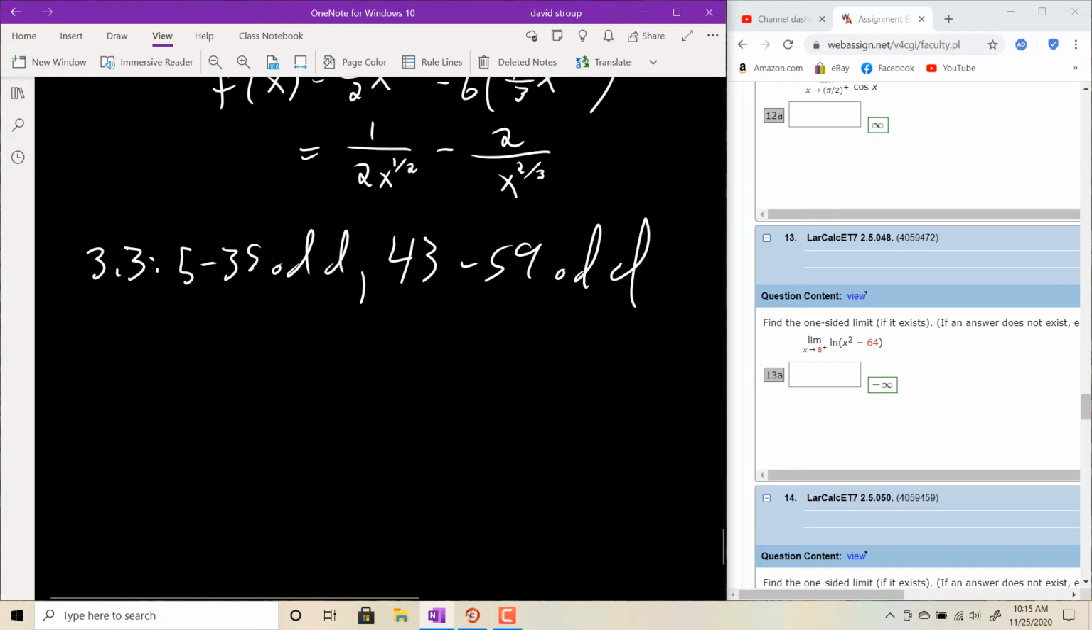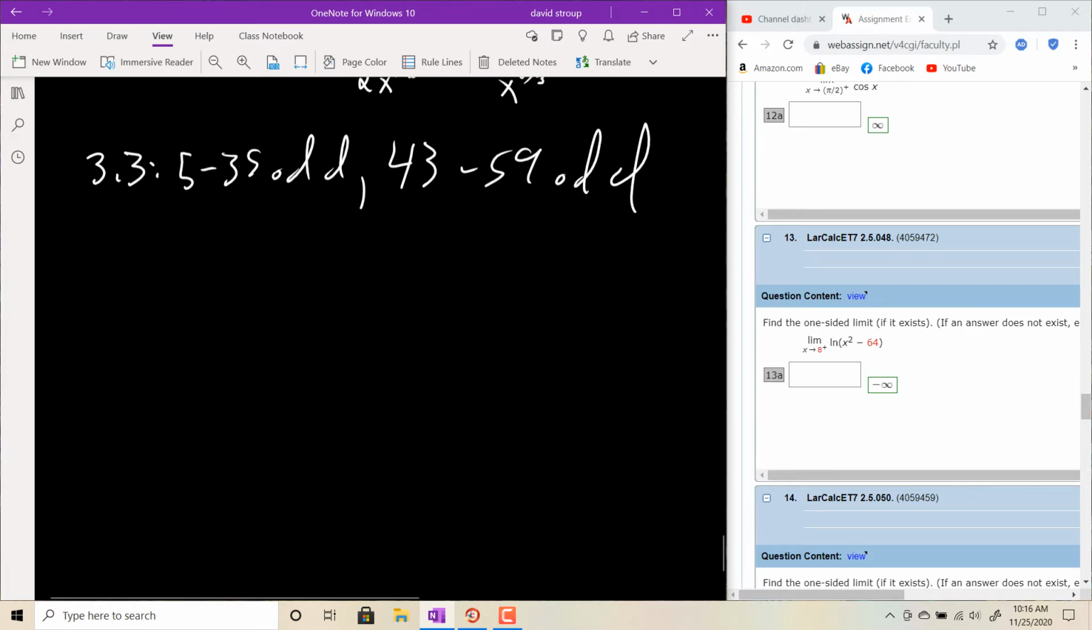So product rule and quotient rule. Product rule is like 1 d2 plus 2 d1. Quotient rule is low d high minus high d low. And along with that comes the derivatives of all of the trig functions. So you should know all 6 derivatives now at this point. Let's take a look. So let's try number 13.